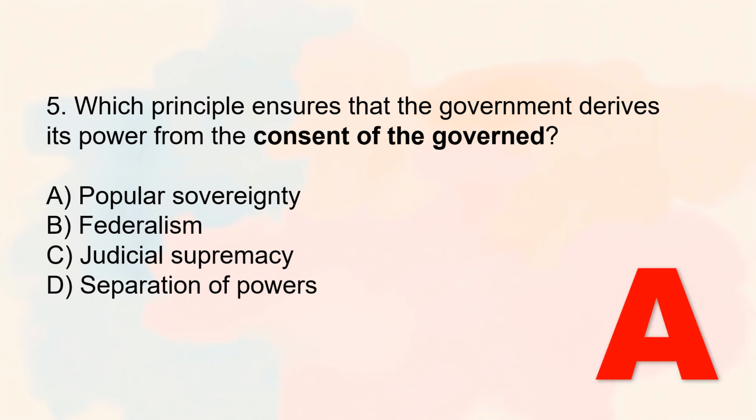The best answer is letter A, popular sovereignty. This is the principle that government authority comes from the people through election and democratic participation. Letter A. Let's discuss the other choices. Federalism refers to the division of power between national and local governments. Judicial supremacy pertains to the authority of courts over constitutional interpretation. Separation of powers refers to the division of government roles into branches. Letter A is the best answer.